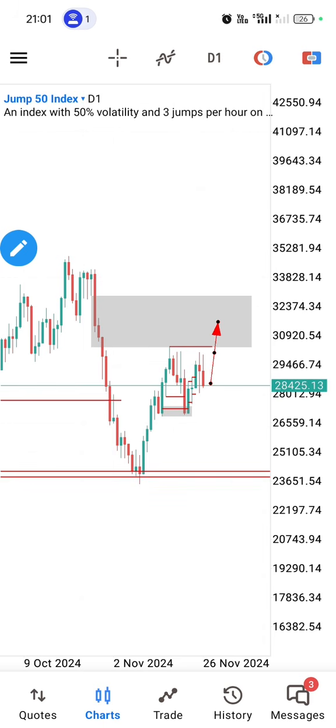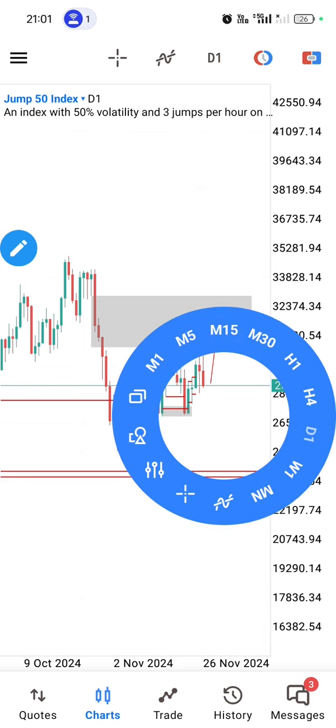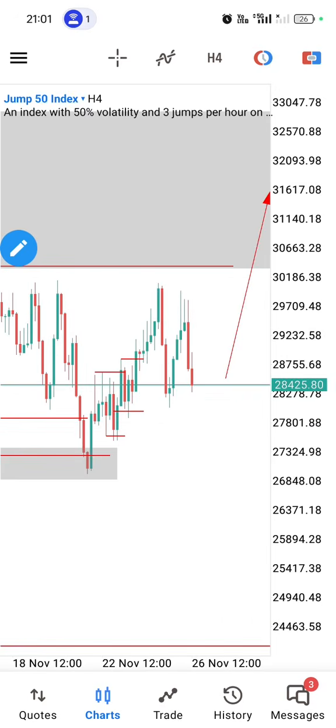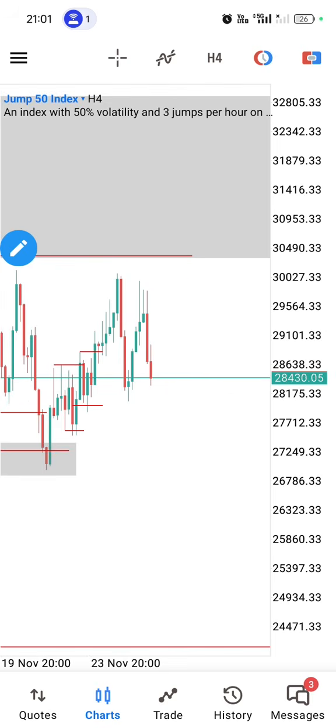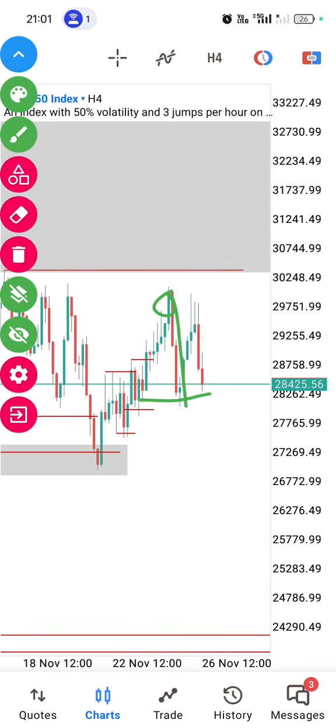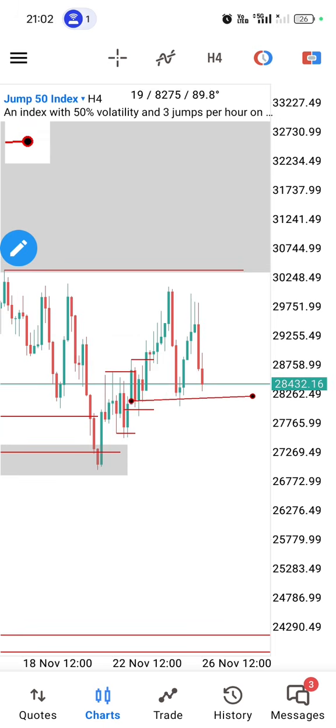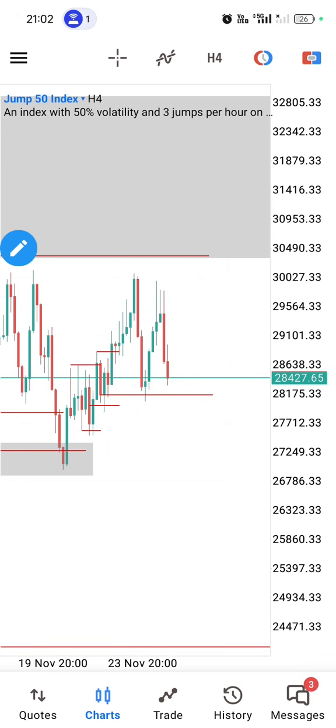So price just wants to fill the imbalance or inefficiency right there, and then maybe it will drop down, and that's according to my analysis. So yeah, we have to now look deeper. We can see price reacted off of that rejection block on the 4 hour.